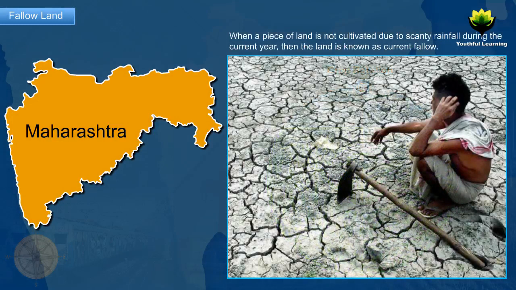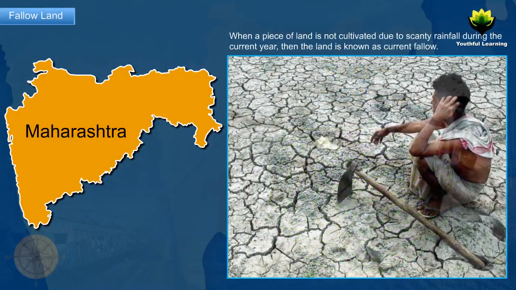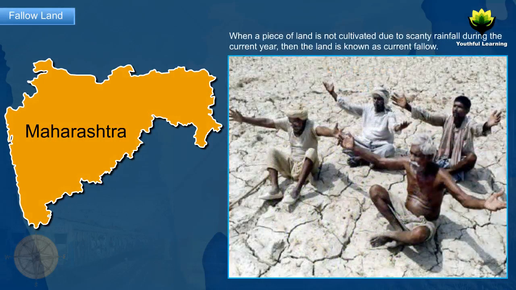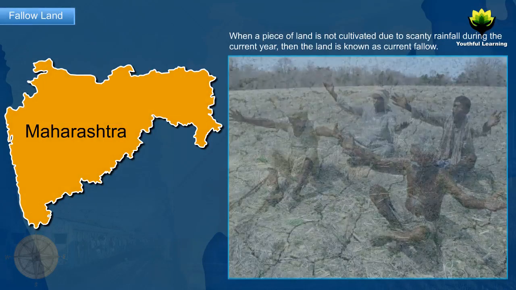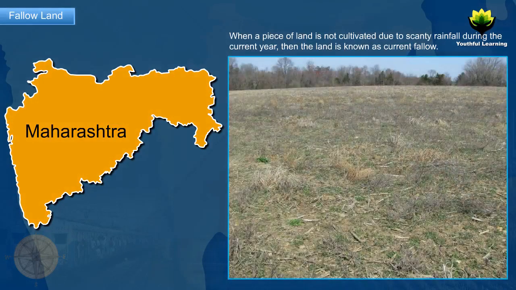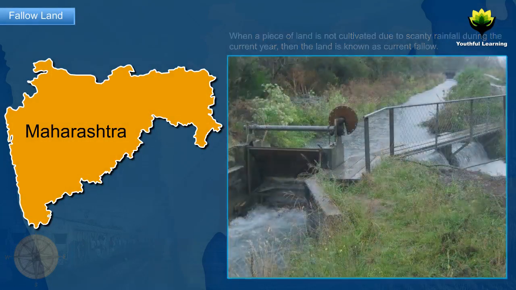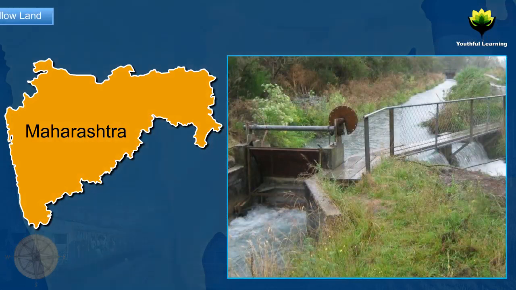When a piece of land is not cultivated due to scanty rainfall during the current year, then the land is known as current fallow. Constant efforts are being made to bring such areas under cultivation by providing irrigation facilities.